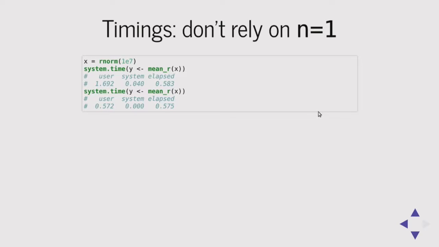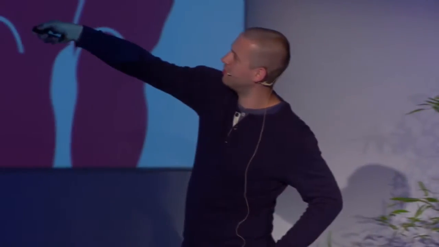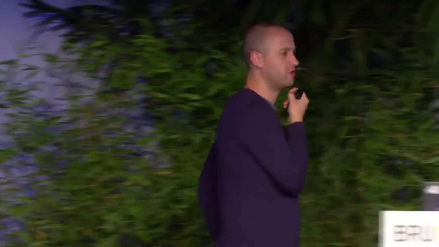And we've got mean underscore R, the mean underscore R of x. And then when we do it again, we get something slightly different. If you notice up here, the user number has changed. You've got a bit of a change in the user number.